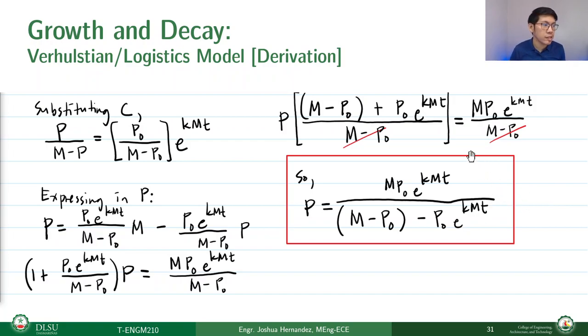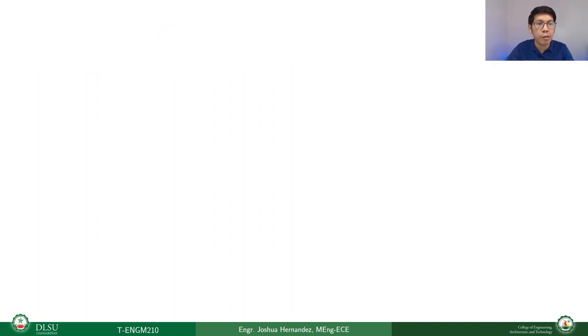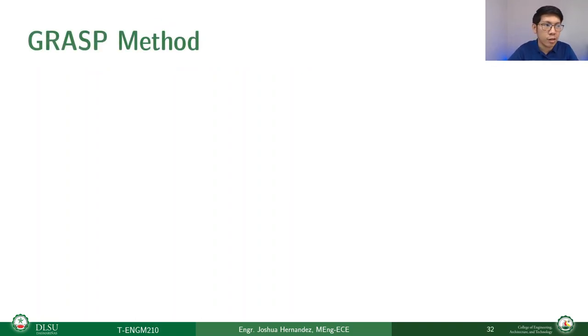So, again, this is now our solution for the Verhulst model of the equation dP over dt equals kP multiplied by quantity M minus P. This is the solution. Okay? Now, in the coming sample problems that we'll be tackling, most of these will be problem solving, of course. Most of these will be word problems. So you will be tasked to understand what the statement is saying and translate it into a mathematical model.